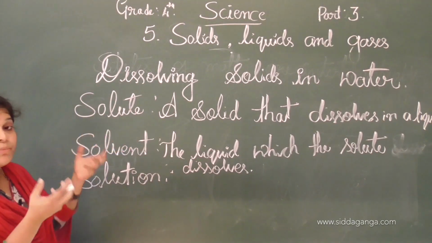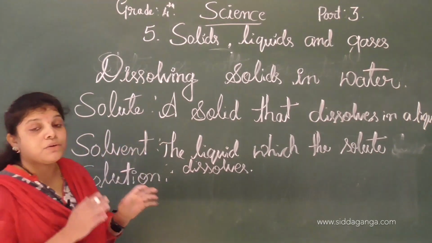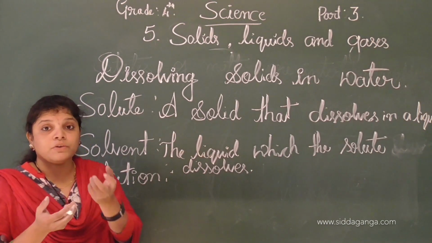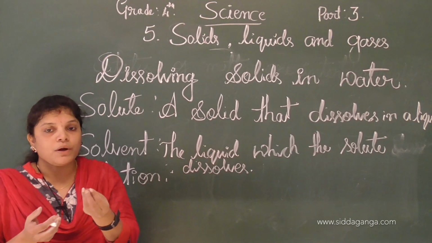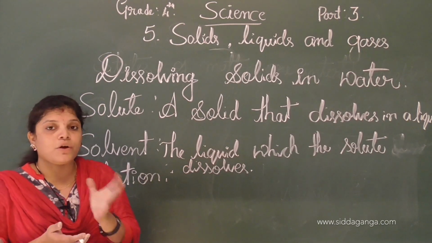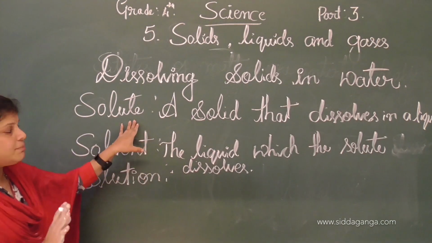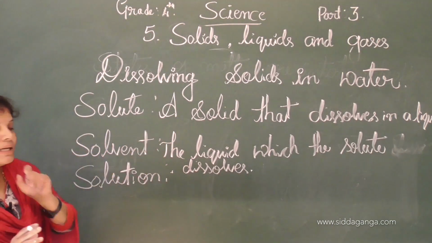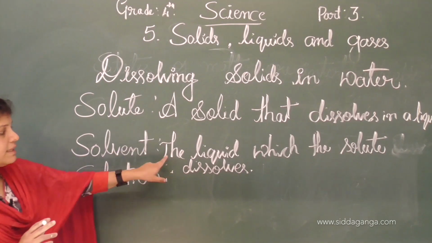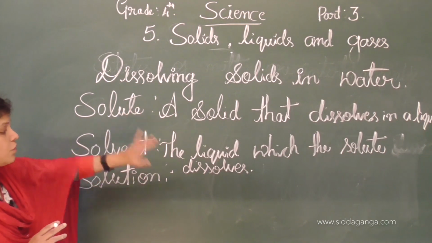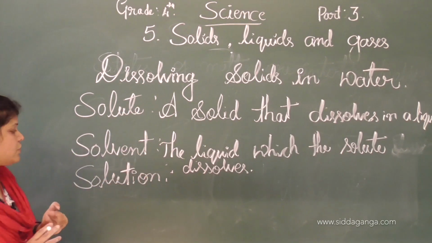Okay, solid, which type of solid? A solid that dissolves in a liquid, that one only. We cannot dissolve soil. Sorry, soil cannot be dissolved in water. See, it's not a solute. Solute means a solid that dissolves in a liquid. Okay, solvent means the liquid in which the solute dissolves. The liquid in which the solute dissolves is called the solvent.